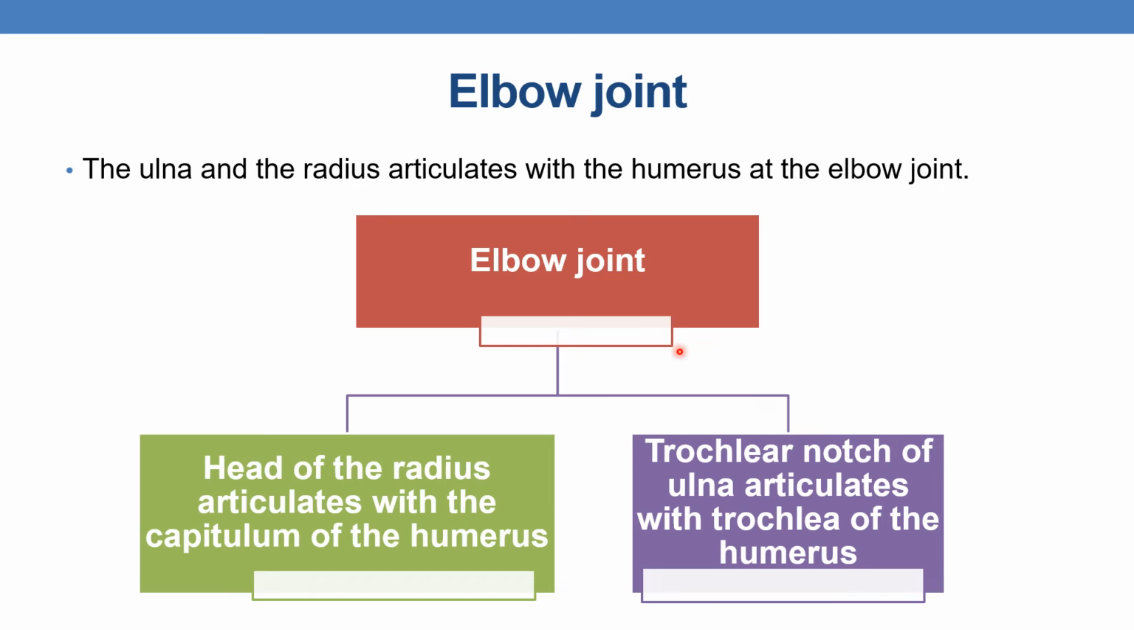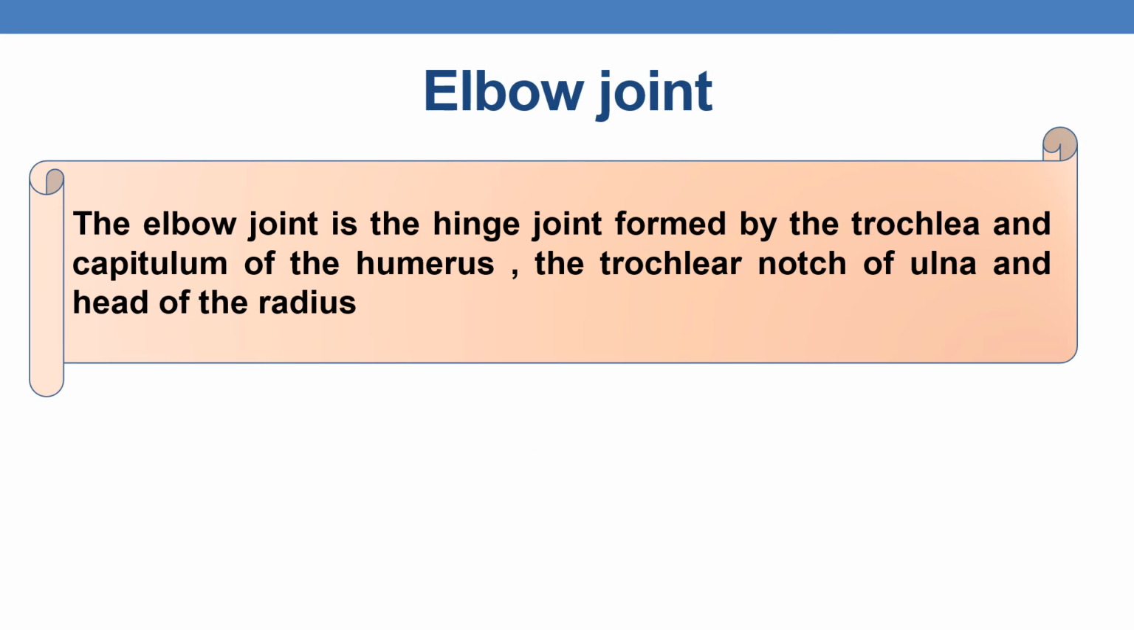So it is formed by 3 bones, and there are 2 points of articulation. The first is head of the radius with the capitulum of the humerus. The next is trochlear notch of the ulna with the trochlea of the humerus. Now let us discuss the elbow joint. What type of joint is that? Elbow is the hinge joint, which is nothing but a synovial joint that is formed by the trochlea and capitulum of the humerus, the trochlear notch of ulna and head of radius.